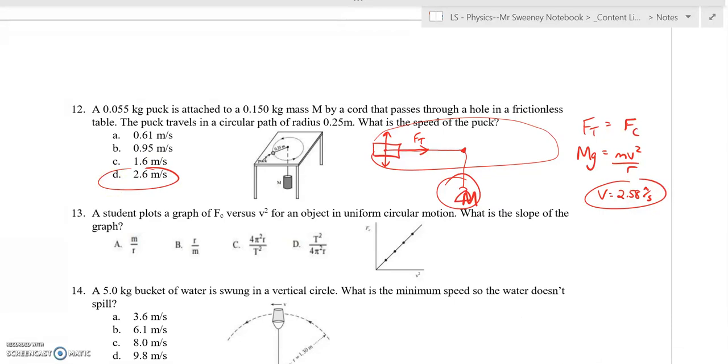13. A student plots a graph of centripetal force versus v squared. What's the slope? So we know centripetal force is mv squared over r. Think about this in terms of y equals mx plus b. Our y-axis is Fc. Our x-axis is v squared. The slope is whatever's in front of x. Whatever's in front of x here, m over r.